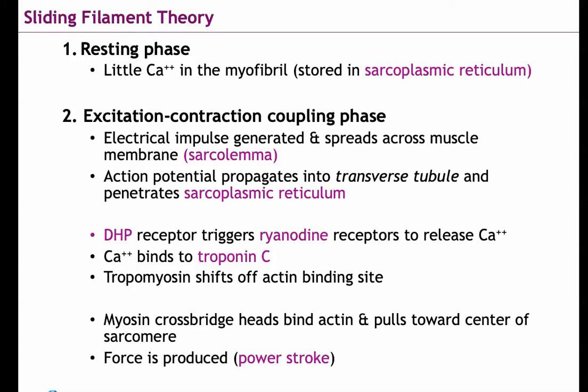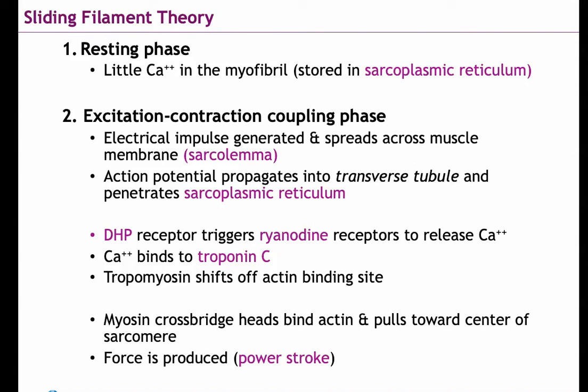If you remember, the myosin head is on a hinged pivot. So when it attaches to actin, it's going to pull it towards the M line, towards the middle of the sarcomere. That is how force is produced. This is called the power stroke. The power stroke is described as a ratchet movement where the myosin head swivels on that hinge pivot and then pulls the actin filament over the myosin filament.